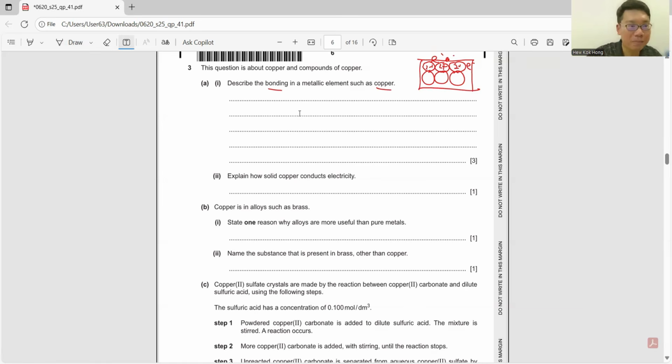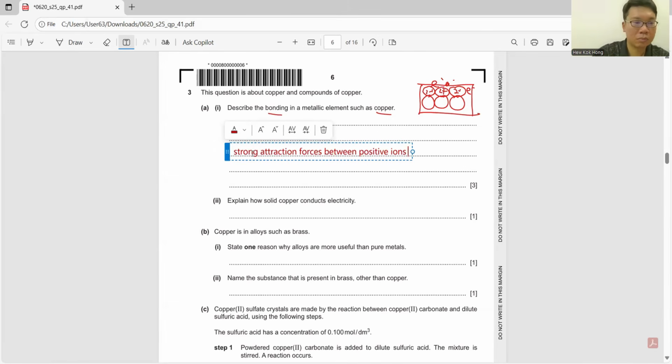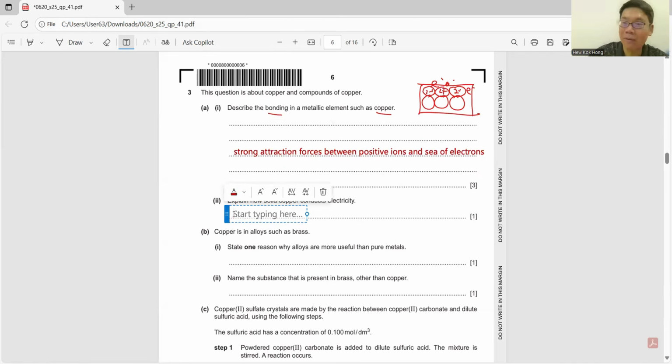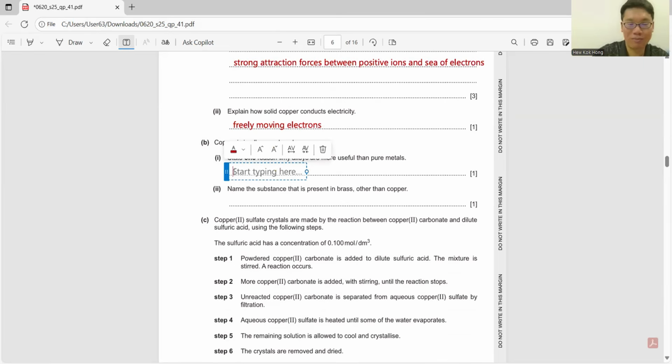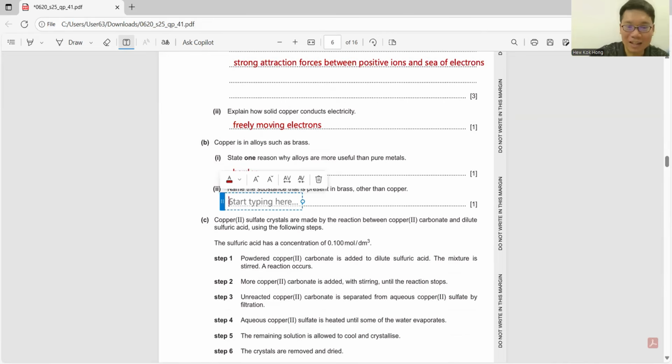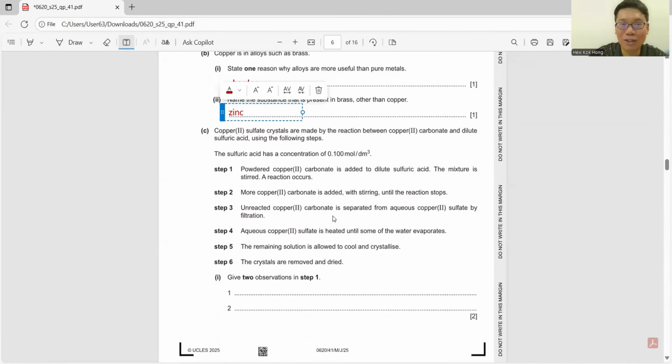So we just write just like that. Number 2, explain how solid copper conducts electricity. Just a 1 mark question. You just tell me it has freely moving electrons. Part B. Copper is in alloys such as brass. State one reason why alloys are more useful than pure metals: because they are harder or stronger. Name the substance that is present in brass other than copper, which is zinc. This is under alloys, you need to know.